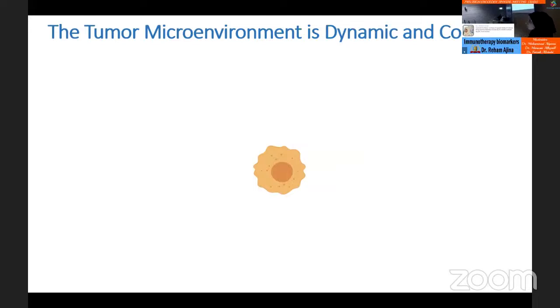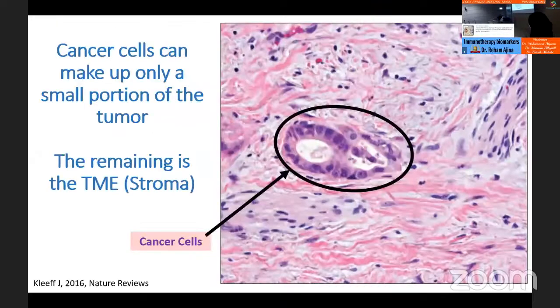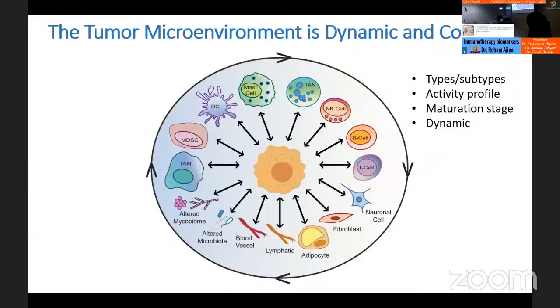Despite all this complexity and heterogeneity of the cancer cells, we don't only have cancer cells, but we also have cells surrounding them, which is called the tumor microenvironment, and it's very complex. In fact, if you look at the tumor under the microscope, you would find that cancer cells account for, in some cases, just about 1% of the whole tumor, and 99% of the tumor is tumor microenvironment. So what are the components of the tumor microenvironment?